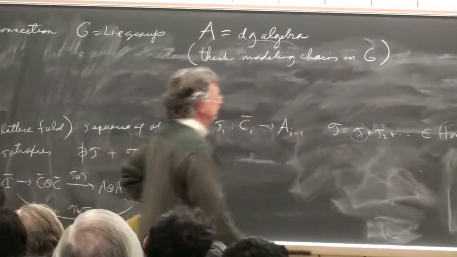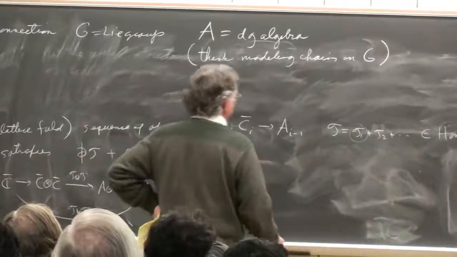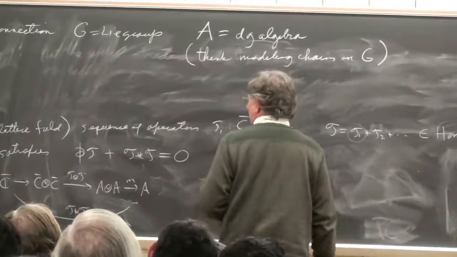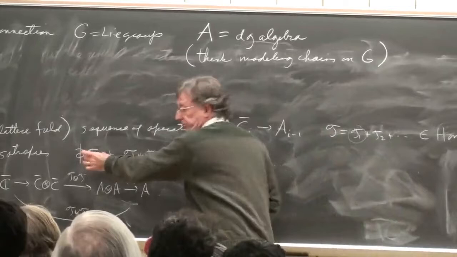Tau star tau. Oh, I see. Well, I see what you're saying. Tau star, I said it had degree 1. Well, if I use that convention, this operator will have degree plus 1. So this will be degree 1. This will be degree 2. This is 1, 1, and 2.